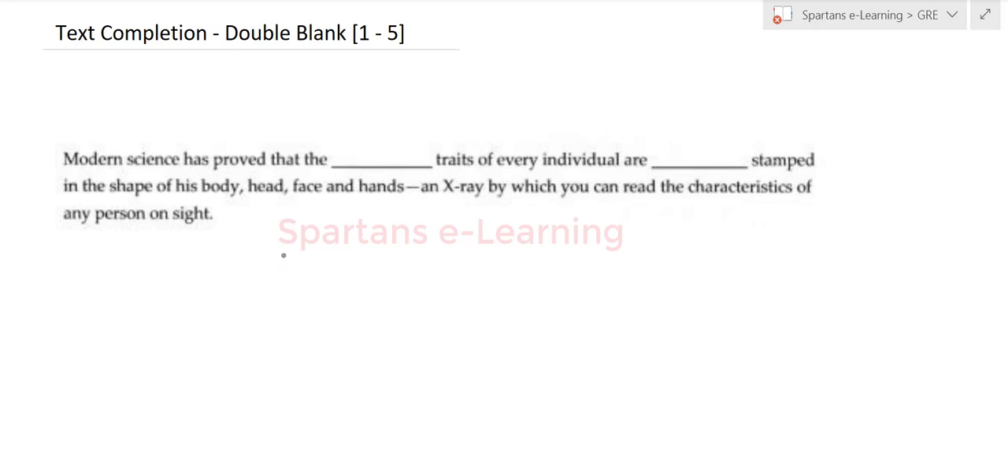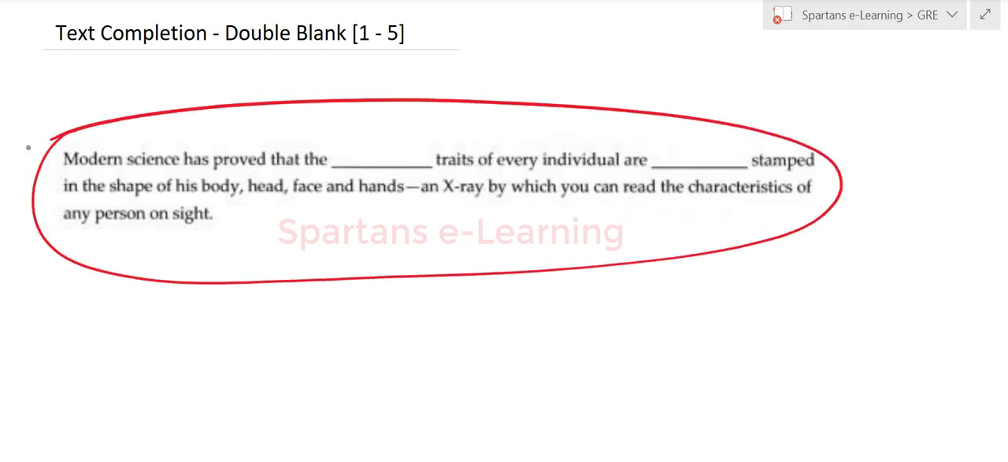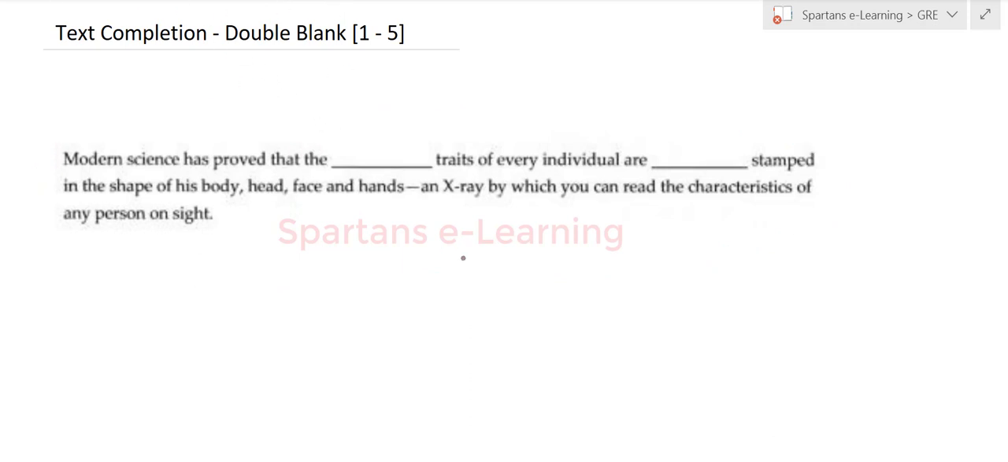Our question says, modern science has proved that dash traits of every individual are dash stamped in the shape of his body, head, face and hands. An X-ray by which you can read the characteristics of any person on sight. Now, don't try to guess the answer taking this whole sentence in a single read. Instead, you have to decode it part by part, taking the help of the hints given in the question.